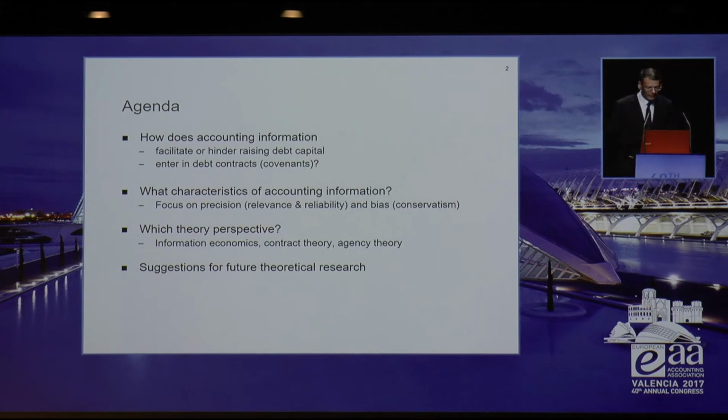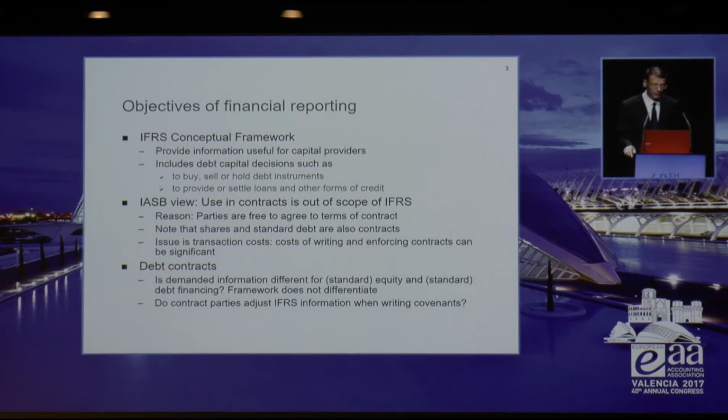The focus of my talk, I'm going to give you very few examples of research that tries to make these points in terms of focus on precision, which means relevance and reliability, so it's usually pulled together. And the other one is bias of information, which means do we want to have conservative accounting or don't we want to have that? The theory perspective I'm addressing is information economics, contract theory, agency theory. This is the contracting basis from the economics. And I briefly conclude with suggestions what people could do in the future.